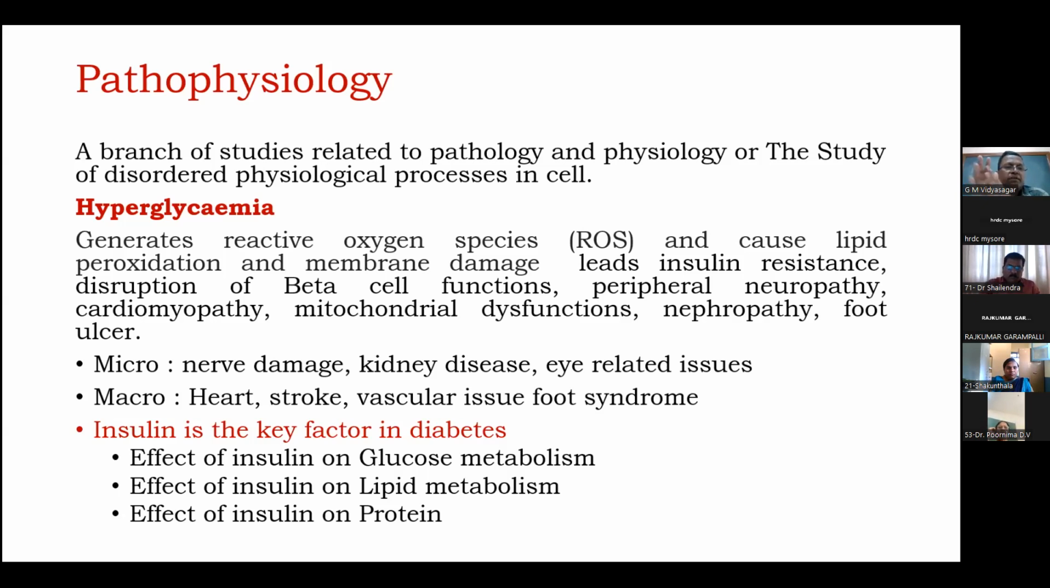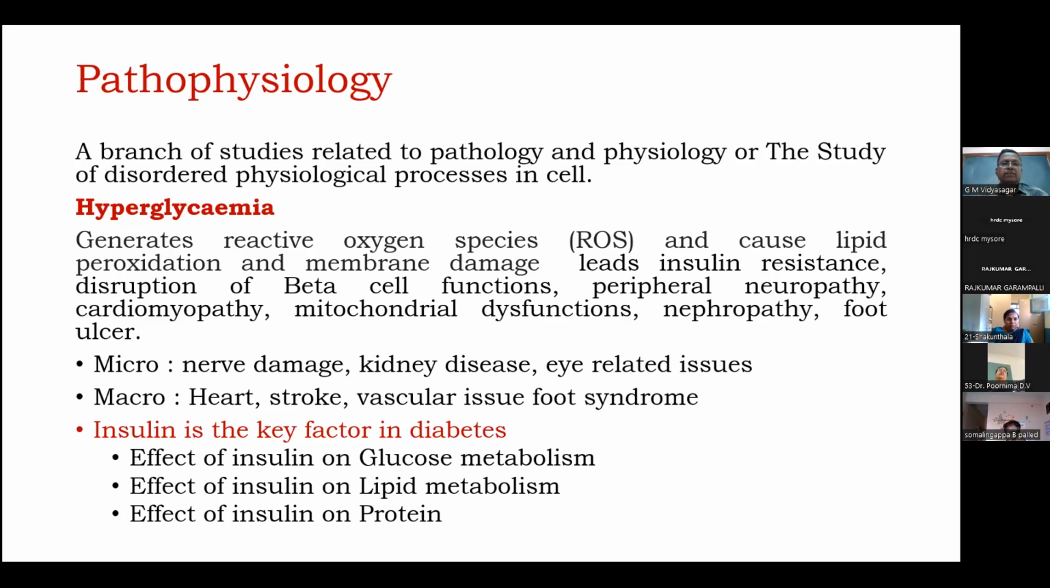And the main component here in the diabetic, as we have seen, is the hyperglycemia, which generates reactive oxygen. This is important. Since many years, people understood that the ROS, reactive oxygen species, are very important. They generate in presence of more glucose in the cell and cause lipid peroxidation and membrane damage, which leads to insulin resistance, disruptions of beta cell function, and peripheral neuropathy, cardiomyopathy, mitochondrial dysfunctions, nephropathy, and foot ulcers. So the most important one is the reactive oxygen species, people understood.